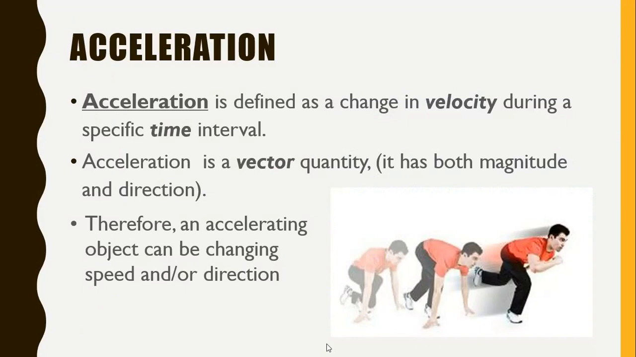So acceleration is defined as a change in velocity, okay, during a specific time interval. Now, acceleration is a vector quantity, which means we have to have a number, a magnitude, and we have to have a direction. All right, so what we learned in the last lesson, up, down, west, east, north, south, right, left, those are all directions, okay? Some of them are negative directions, some of them are positive directions. So an accelerating object can either be changing speed or direction or both.